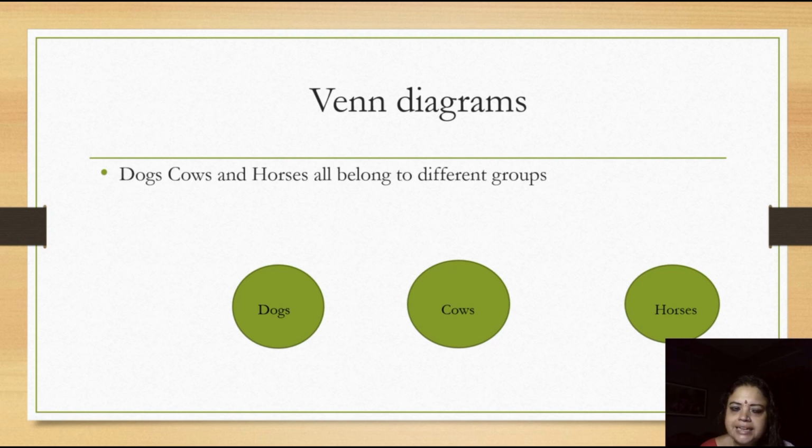So just as we have seen earlier, if we have three sets of animals, let us say dogs, cows and horses, we all know that there is no character similar between them. In fact, they are all different in terms of their character. So we represent dogs, cows and horses in three different groups or three different circles. We can see here dogs in one circle, cows in one circle and horses in the other circle. So this is how we represent Venn diagrams.